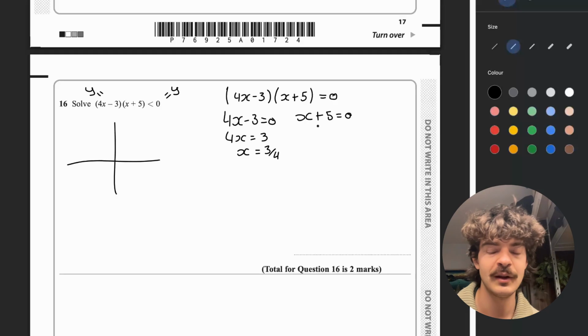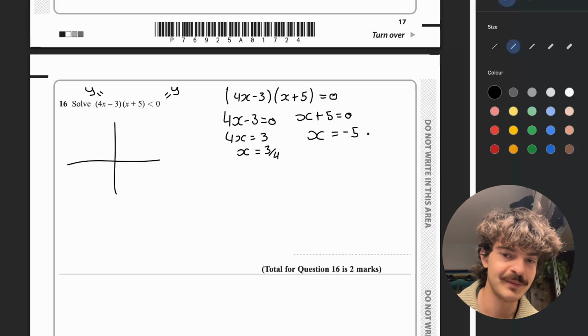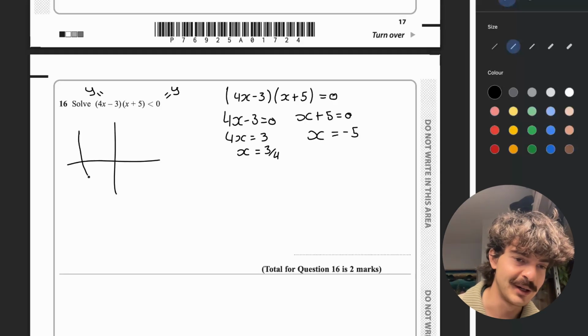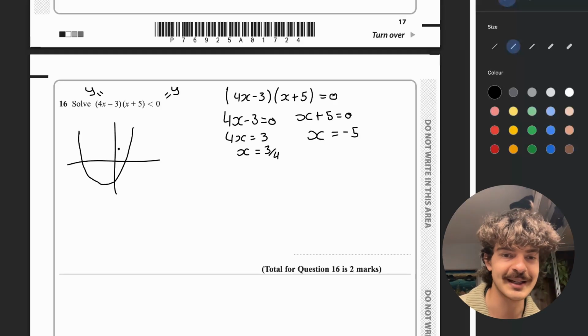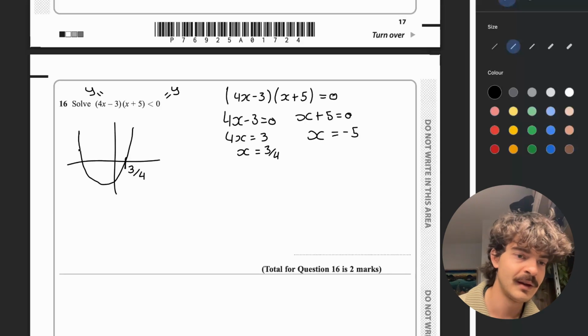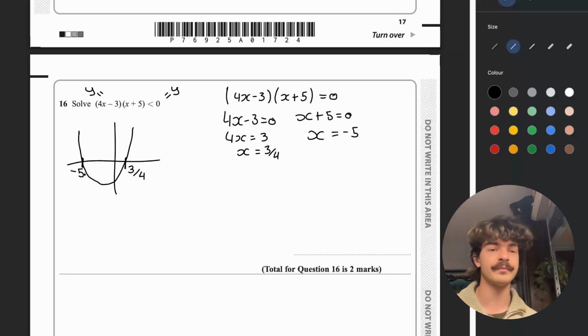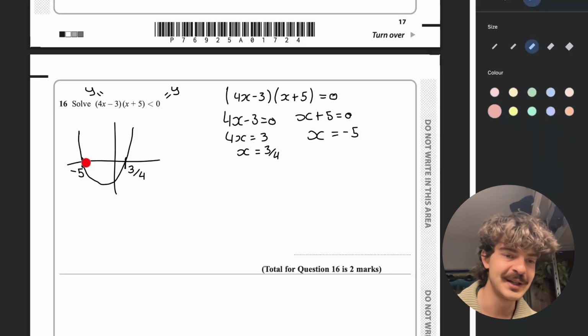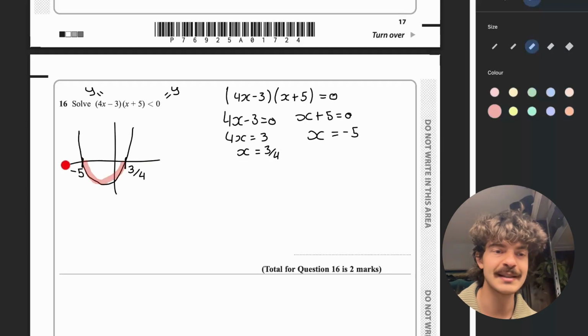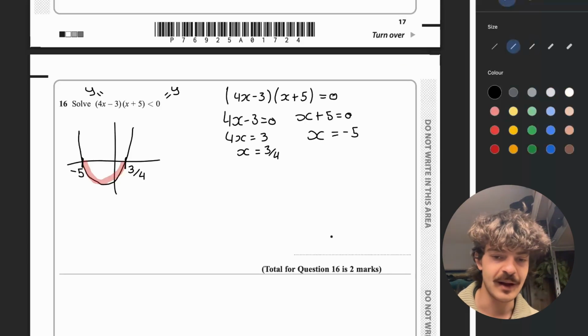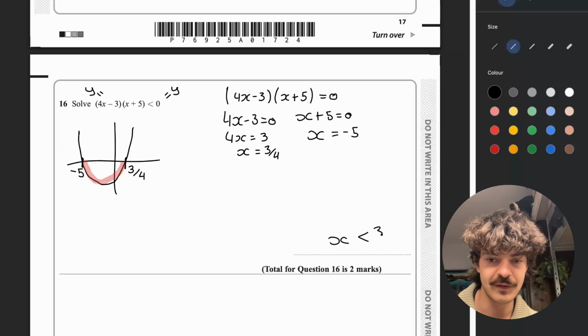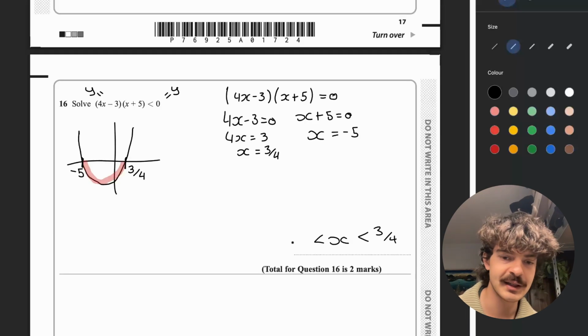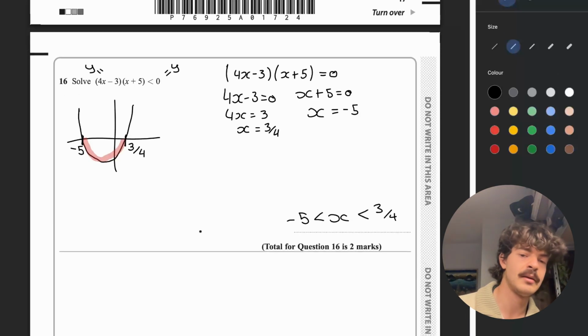Excellent. There's one of our roots. And the other one, this one's a little bit easier, x equals minus 5. All right, cool. So there we go. We have our roots. We've got one a little bit further over here and then one a bit closer to our x-axis. So this is going to be our 3 over 4. And this over here is going to be minus 5. Excellent. And then to get our inequality, well, like we said earlier, we just want to find the region in between these 2 values. Yeah, because it's less than y equals 0. That's essentially our x-axis. So our solution is I want x that is less than 3 over 4, and I want x's that are greater than minus 5. Quite tricky for 2 marks.